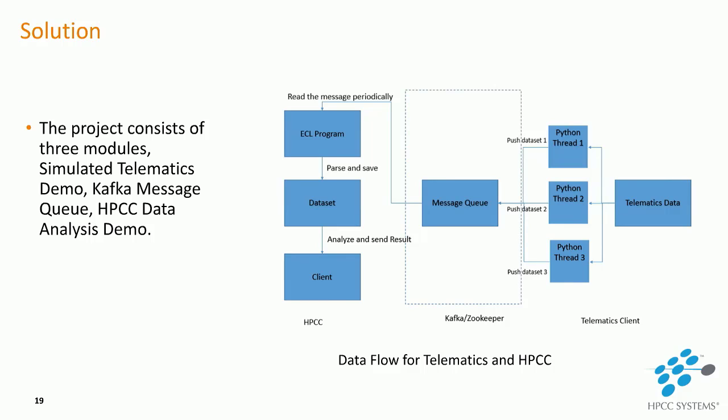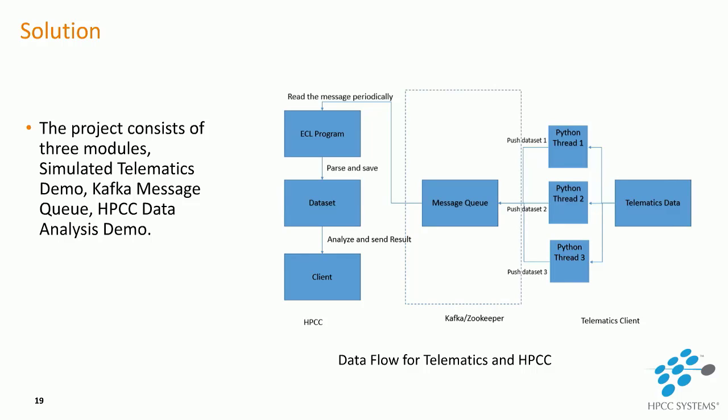Here is the architecture of our project. This project is separated into 3 parts: the simulated telematics system, cascade message queue, and the HPCC system. The telematics system will generate hundreds or thousands of threads by multiple threads. They will read the telematics data from the data set and deliver the data to the cascade message queue separately.